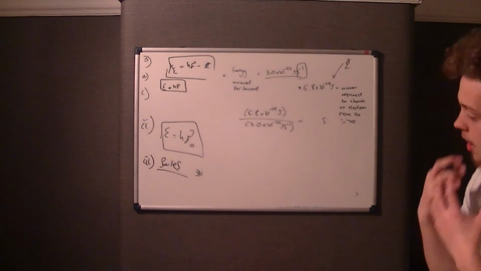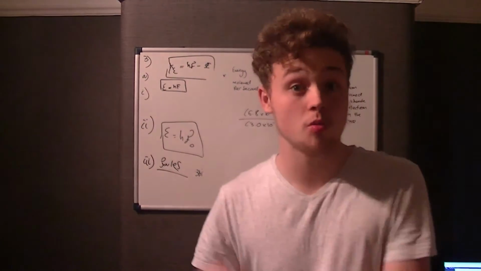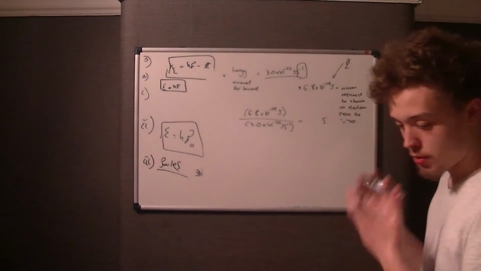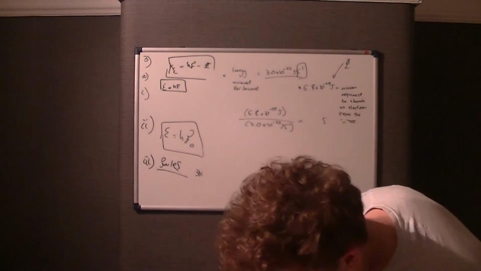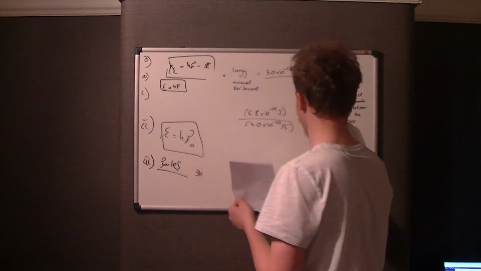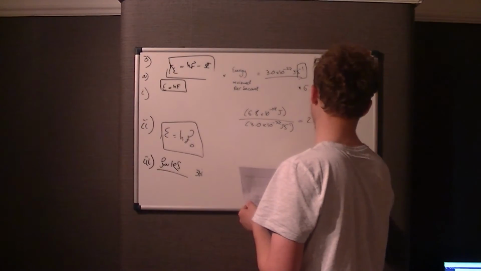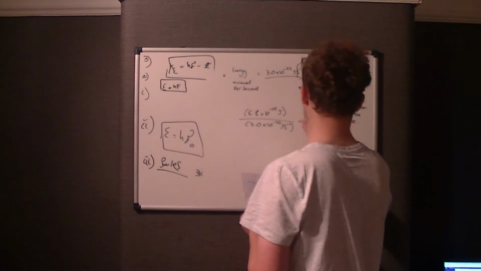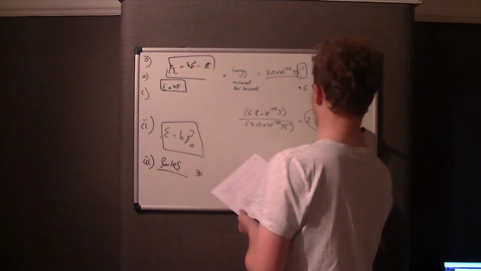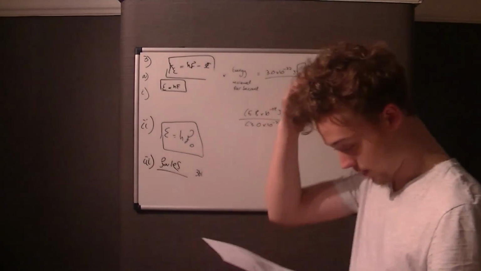I've tried to give the best explanation I can as to why that division takes place. Okay, but if you didn't get it, I don't really care, because it's not my job. Anyway, so you get an answer of 2.3 times 10 to the 3 seconds. Okay, so hopefully that's cleared things up.